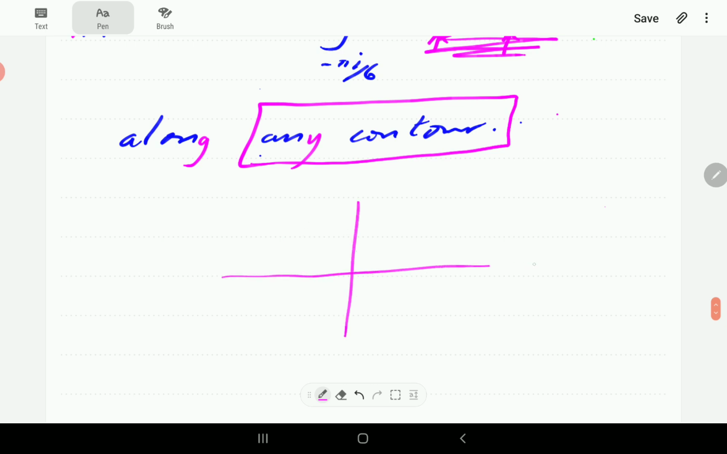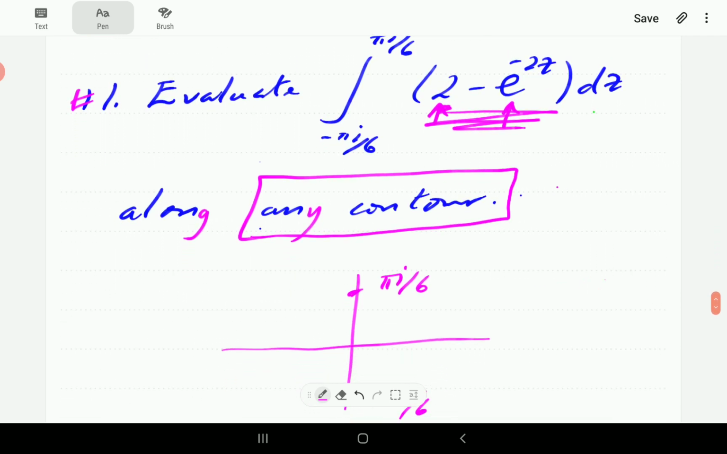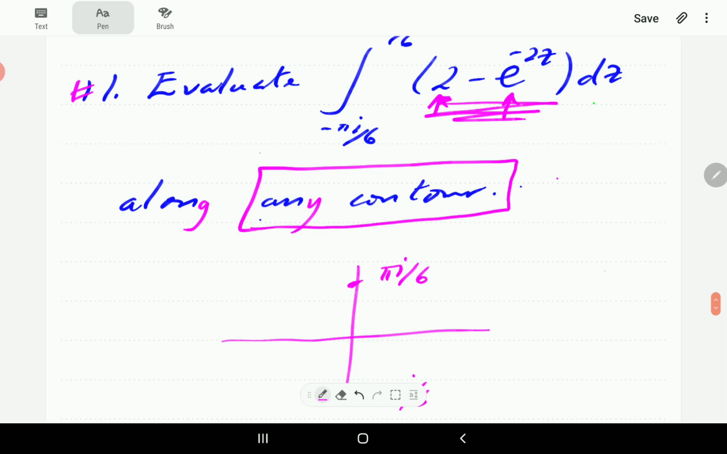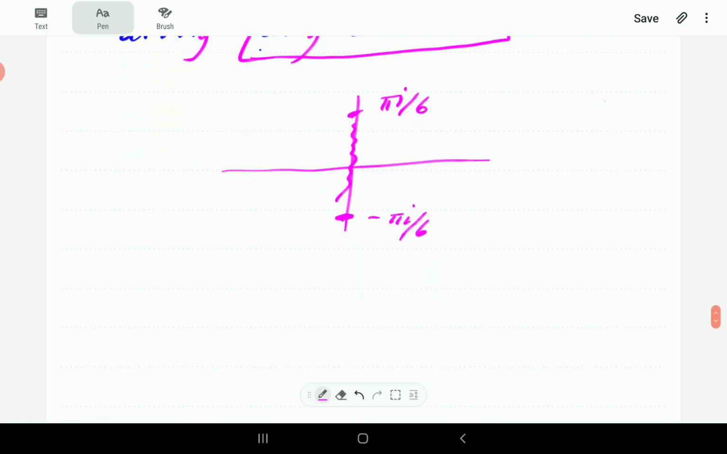So here we are integrating from minus pi i over 6 to pi i over 6. However, since this function is analytic everywhere, we do not have to define the function or the equation of the contour. So let's just show you how this works out.